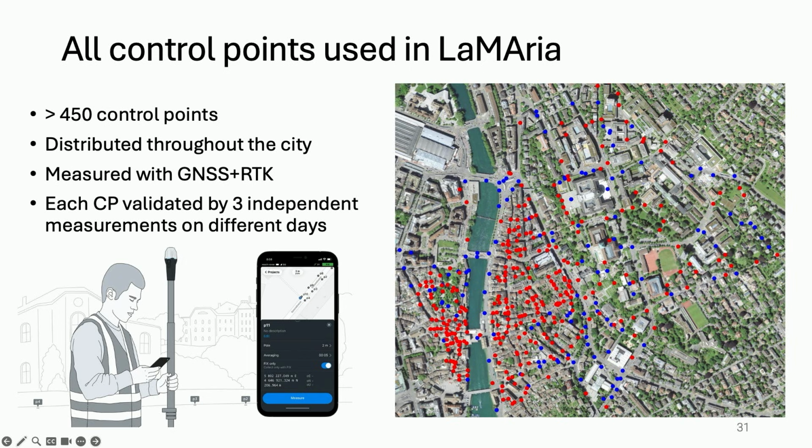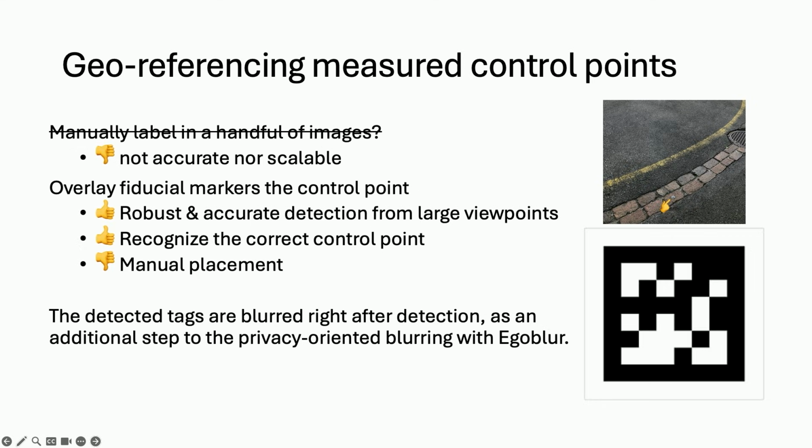Each control point is validated by 3 independent measurements on different days. From the statistical analysis, we found that the horizontal measurements are indeed accurate up to around 1 to 2 centimeters, and this aligns with the documentation of the GNSS RTK stick. To georeference the measured control points, there are 2 solutions, and the first one is just to manually label every image, which is neither accurate nor scalable.